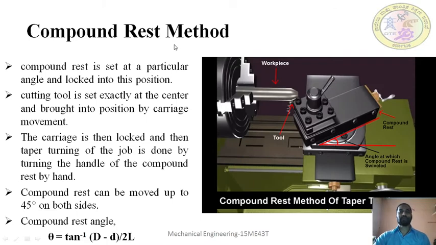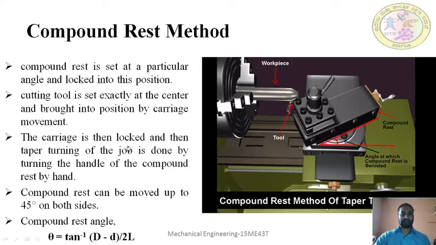The compound rest method. In the compound rest method, the compound rest is set to a particular angle and locked into this position. The cutting tool is set exactly at the center and brought into position by carriage movement.